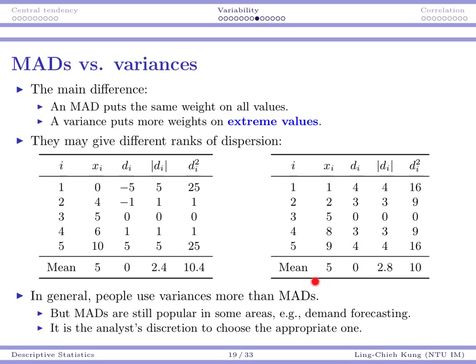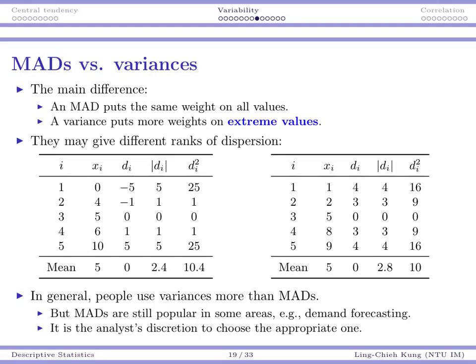For example, if we have another set of data here, 1, 2, 5, 8, and 9, we can see that for MAD, the second set is larger, but for variance, the first set is larger. This is, of course, possible because the formulas are just different. So when you have two sets of data, you need to decide whether to use MAD or variance as your measurement, because these two measurements may rank the variabilities of the two sets of data differently. Okay, so you need to make a choice.